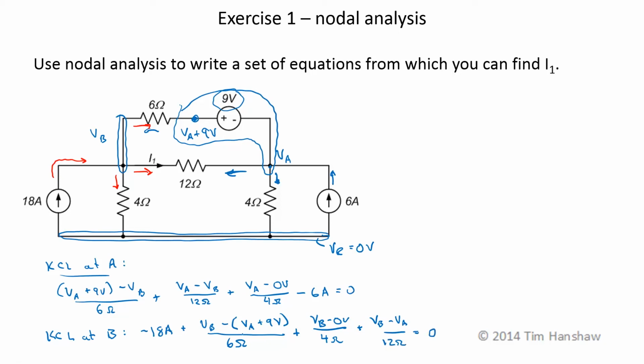Now I can solve these equations for V sub A and V sub B. I need an equation for I1. From those, I1 is positive this direction, which implies this polarity across the 12 ohm resistor. So I1 is equal to the assumed higher voltage, V sub B, minus the assumed lower voltage, V sub A, over 12 ohms. Now we have 3 equations and 3 unknowns that we can solve for I1.